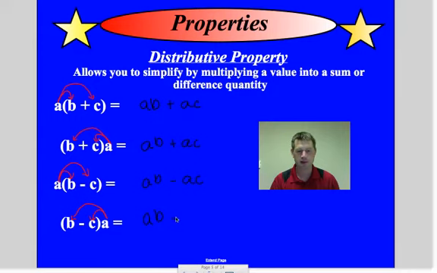Okay, and then a minus sign in between, AC. This one right here, a lot of times people want to put the AC first, and that's where they mess up. So make sure whatever's in parentheses, you follow the order of that and just multiply the A to each of those terms. Okay, so that's the distributive property with those examples.